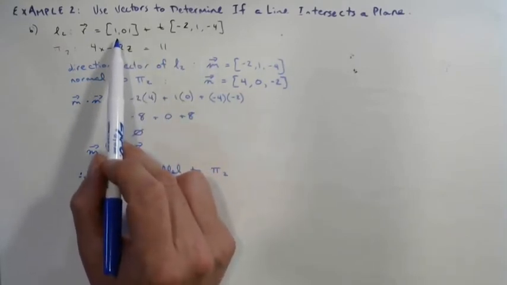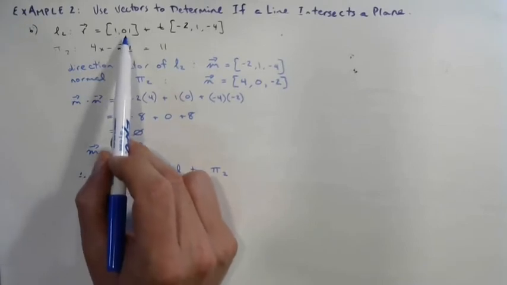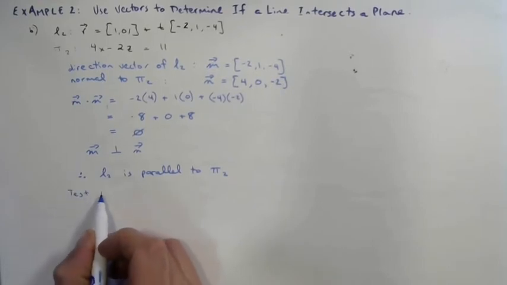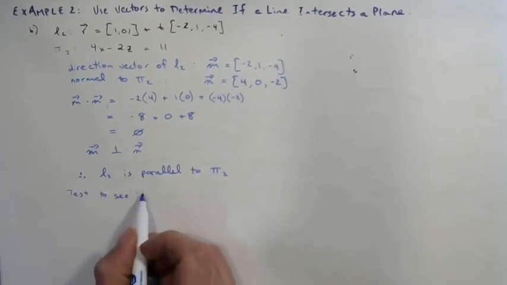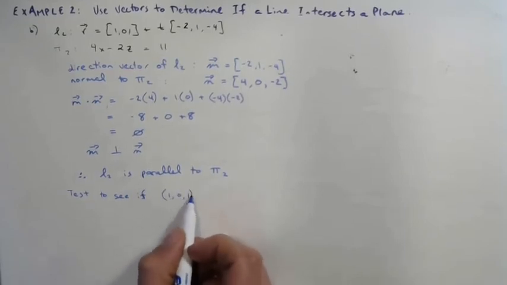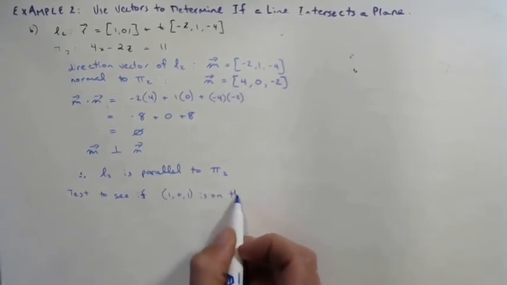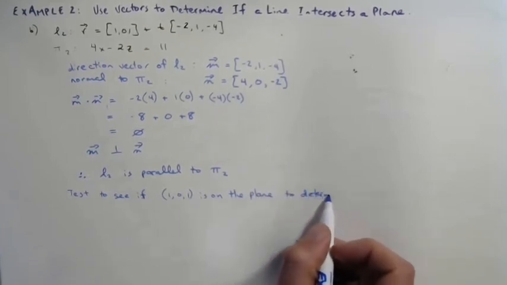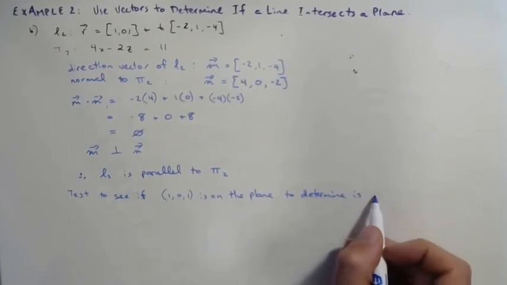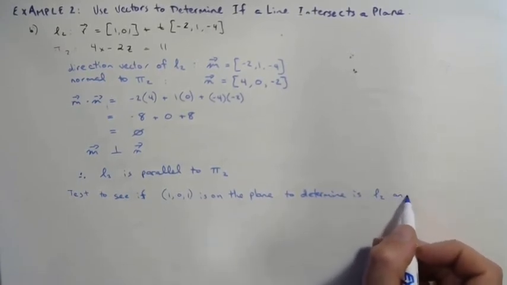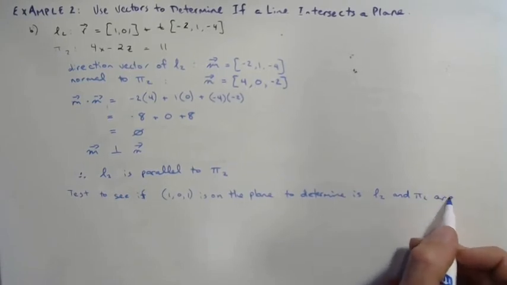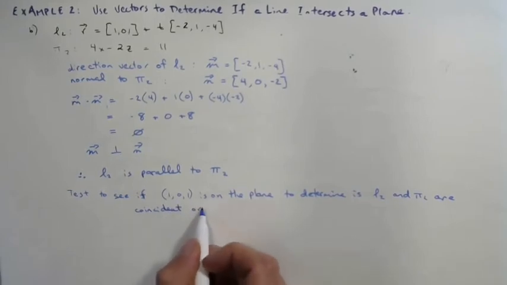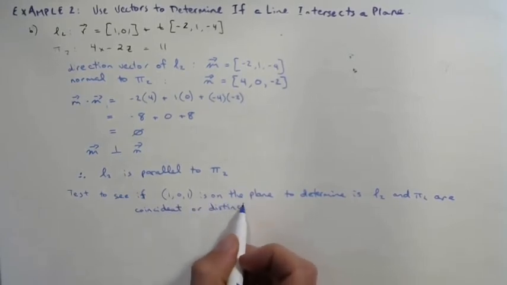I'm going to simply test to see whether (1, 0, 1) is on the plane. So test to see if (1, 0, 1) is on the plane to determine if L2 and plane 2 are coincident or distinct.